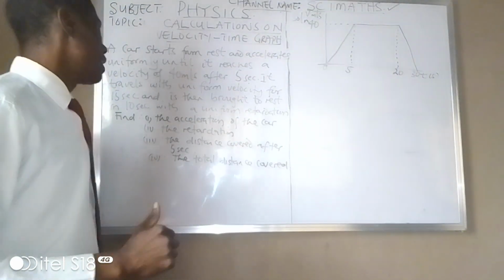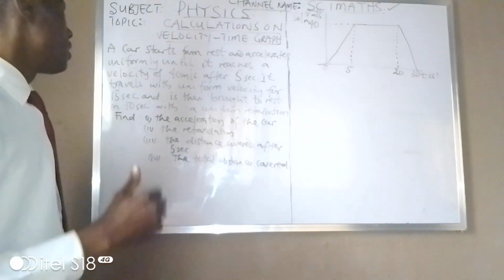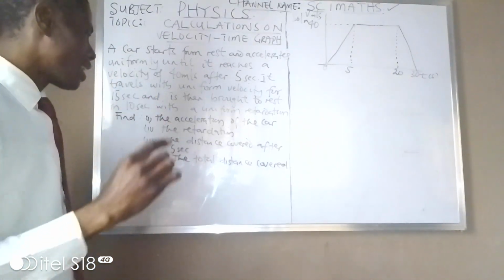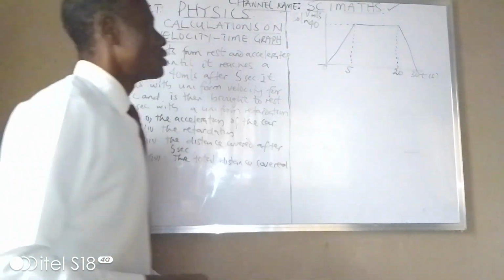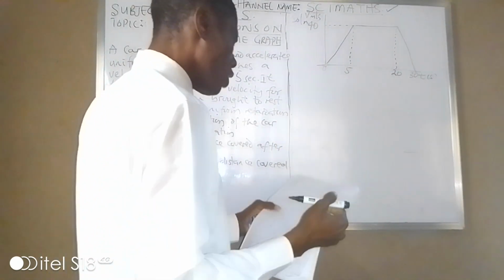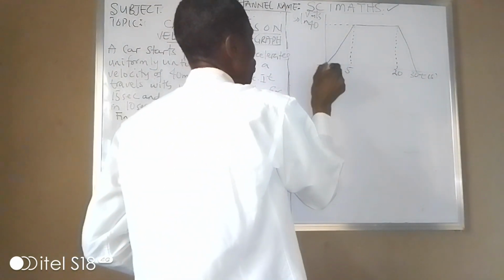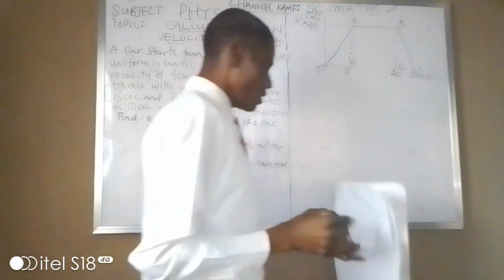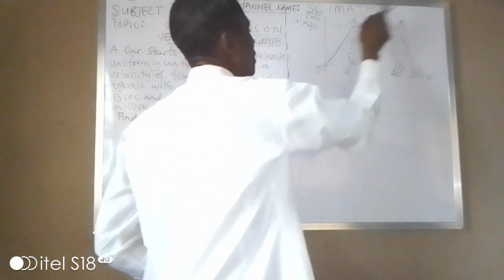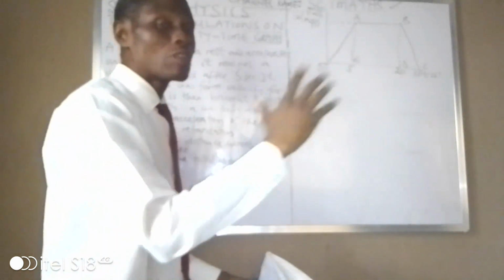Now let us solve the question. Find the acceleration of the car. We can label our graph O, A, B, C, D, and E. You can give it any label. It forms a trapezium.